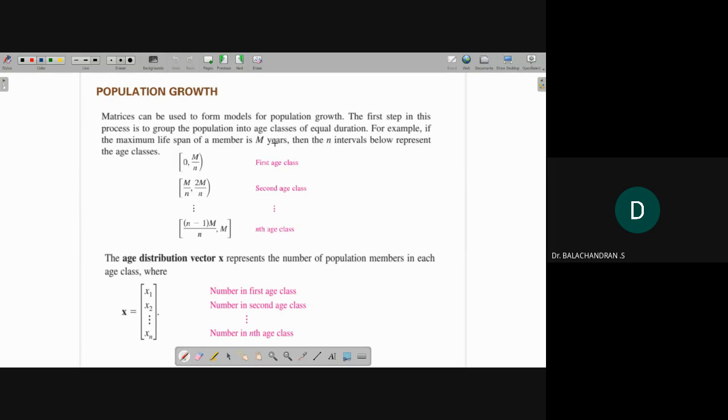Okay, so I divide the total number of years by n. The first age class should lie between 0 and m by n. The second age class lies between m by n and 2m by n. Similarly, it goes on.